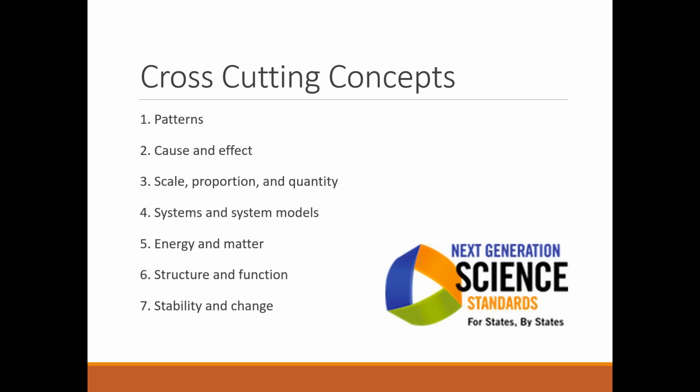Cross-cutting concepts, again, are things that spiral throughout the standards, so you're going to see them over and over again. Are things like patterns, cause and effect, scale, systems, energy, structure, and stability and change. And you're going to see those things, and the standards really try to, in whatever piece of content that they're teaching, connect one or more of these cross-cutting concepts.